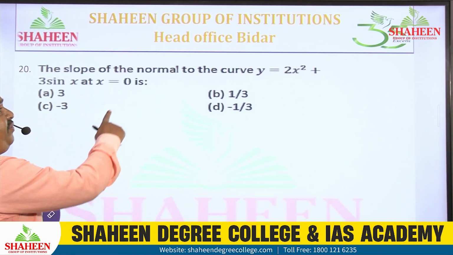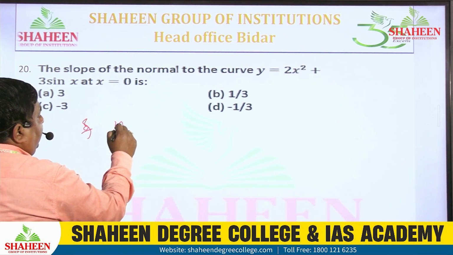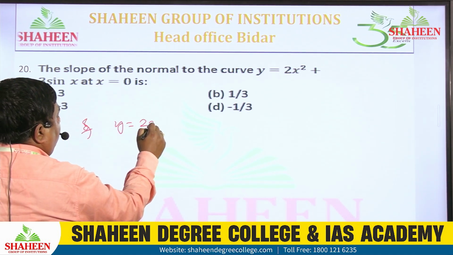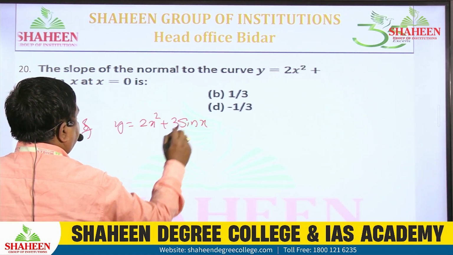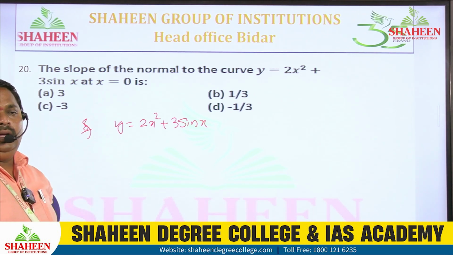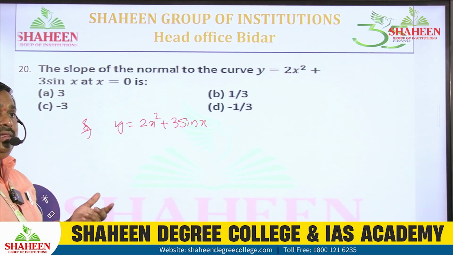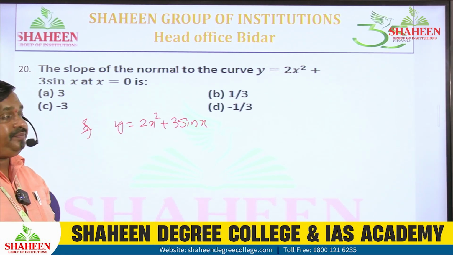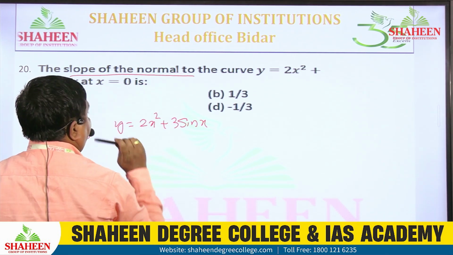The slope of normal to the curve. What is the curve equation? y equal to 2x square plus 3 sin x. We have y equal to 2x square plus 3 sin x, and we are finding the slope of the normal.